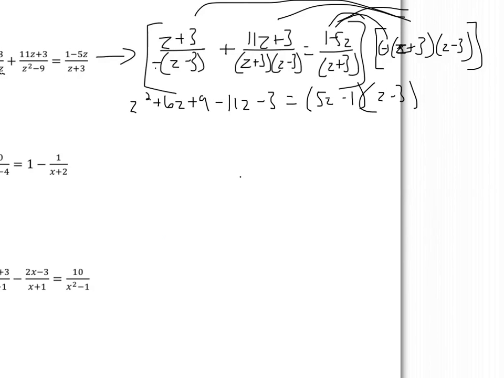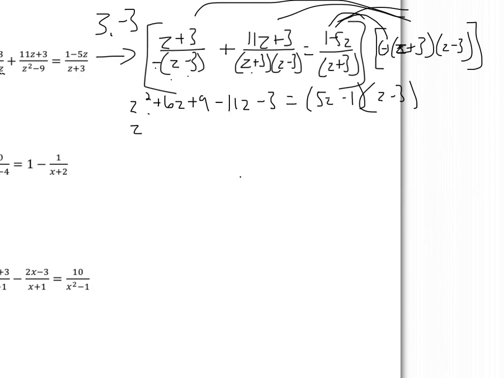Now, we just have to solve for z. Oh, obviously, I forgot to take a look at the possible extraneous roots. We see here from the z plus 3 and the z minus 3 that 3 and negative 3 are the dangerous ones we want to stay away from.